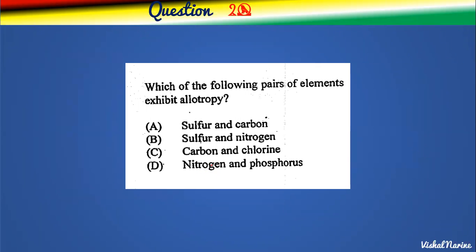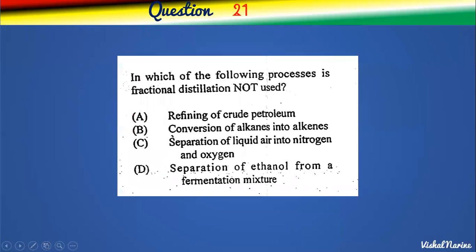Question 20. Which of the following pairs of elements exhibit allotropy? And you should know that it is sulfur and carbon exhibiting allotropy. That's just a simple question here. 21.